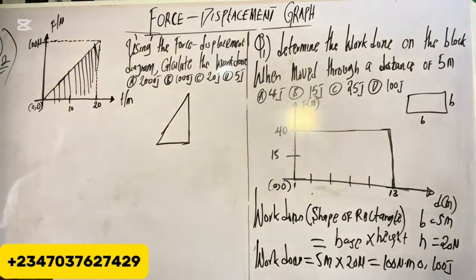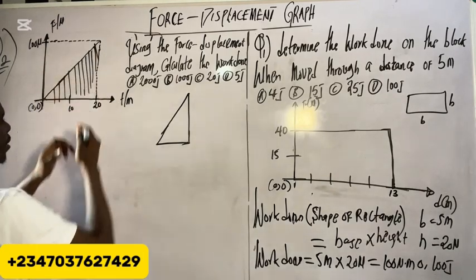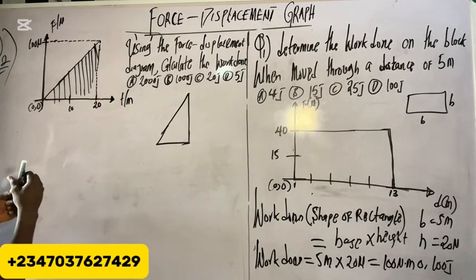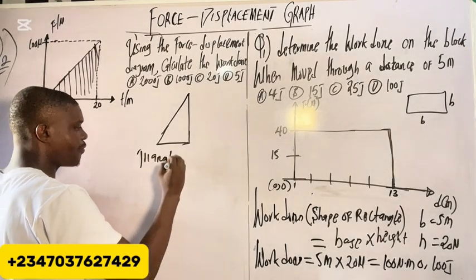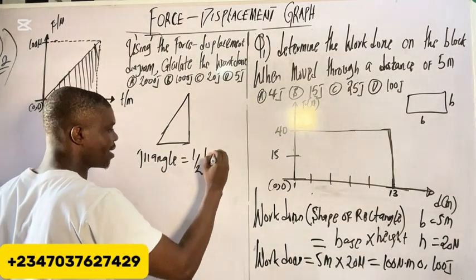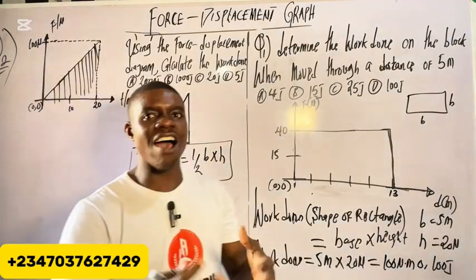It's okay. Over the shade here, still going to be the same here. So now let us take some here. That is, what is the area of a triangle? Area of a triangle is half base times height. The area of a triangle is half base times height.